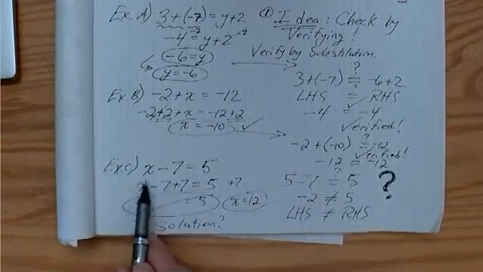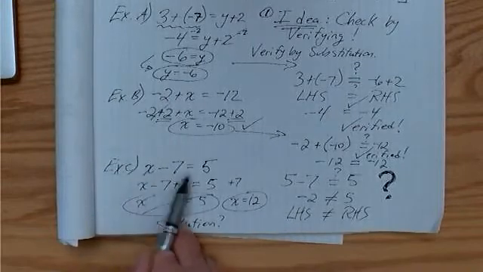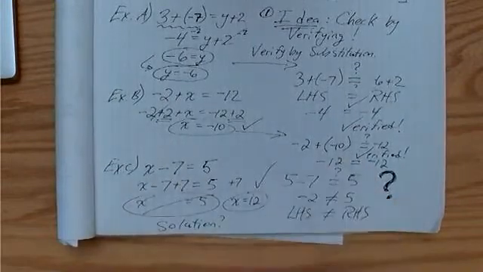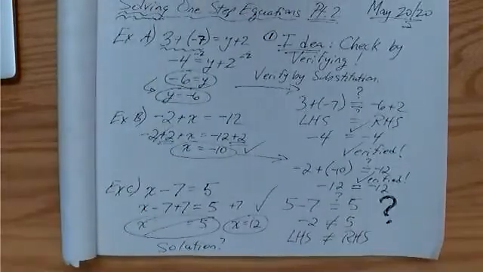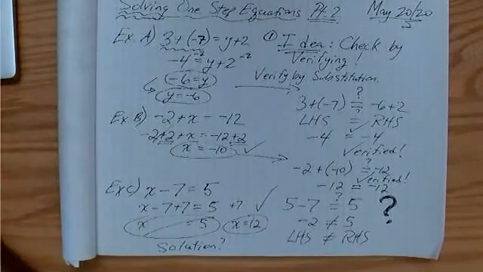Then if I substitute that in, 12 subtract 7, does that equal 5? Yes, it does. So there is a point to verifying your work. You check your answers by verifying. It could save you a lot of grief in the long run, especially once we get to two-step equations.